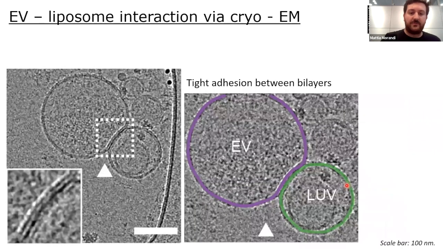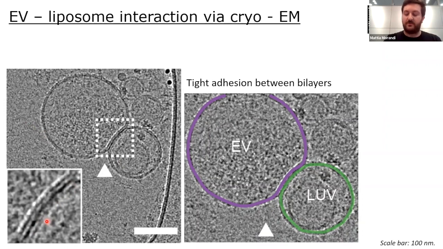So the first one we observe is a very tight adhesion where the bilayers are in tight junction, but still separate. There's no fusion yet. You can tell because if you run here, you will see the inner leaflet of the EV, and finally the outer leaflet of EV and LUV, and the inner leaflet of the LUV. So there are two separate bilayers in tight contact.